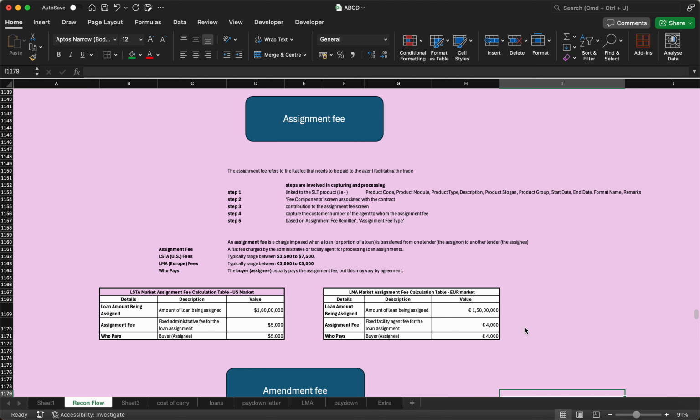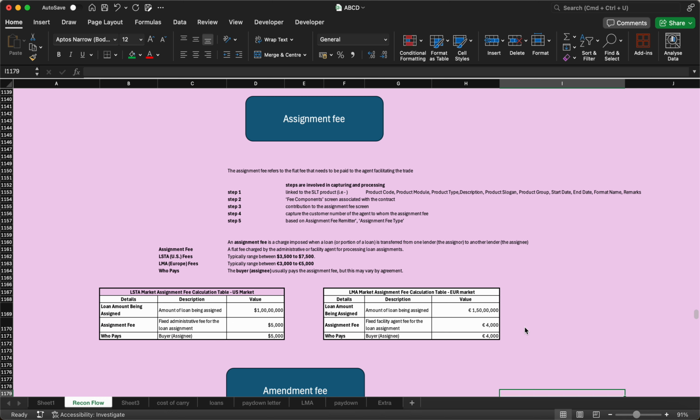Step 2 will be the fee component. How much is the fee while doing the contract? In the previous video we discussed how to create a contract. In the contract, when the lender, borrower and agent are there, they already discuss the fee component, according to trade size, according to the volume, according to the transactions in the fund. According to this, the fees have already been decided by the three parties, which are borrower, lender and agent.